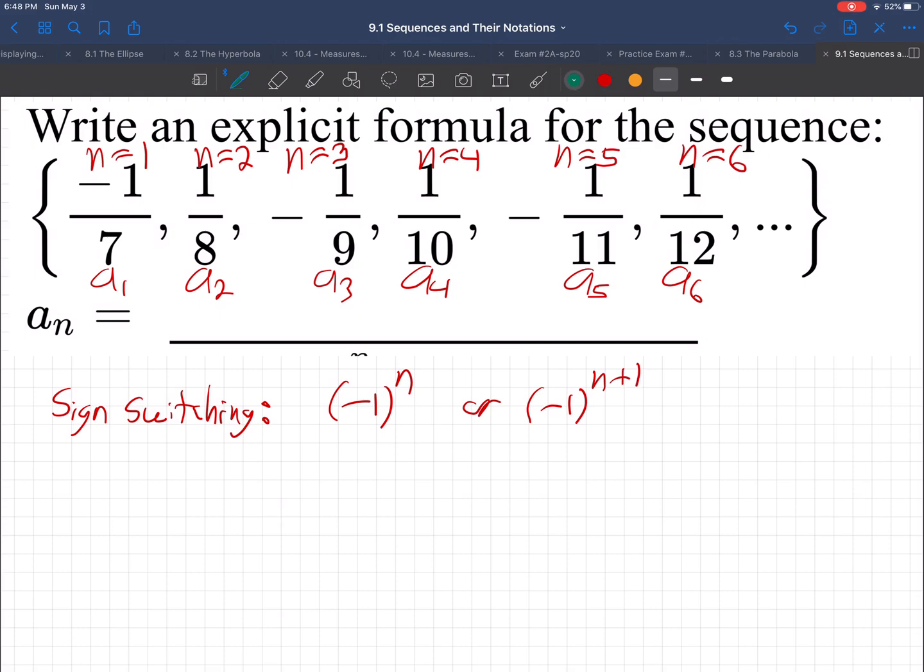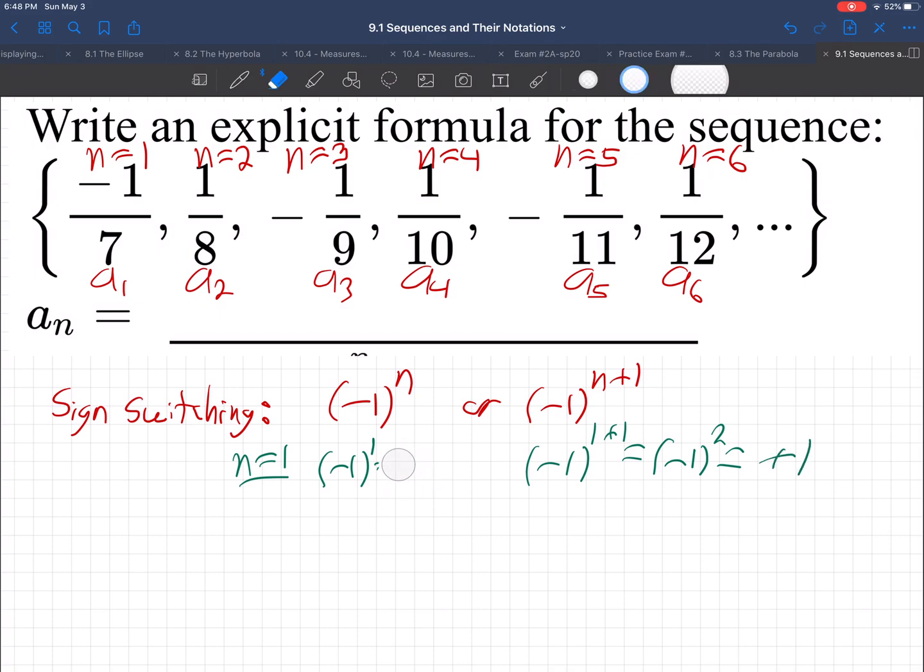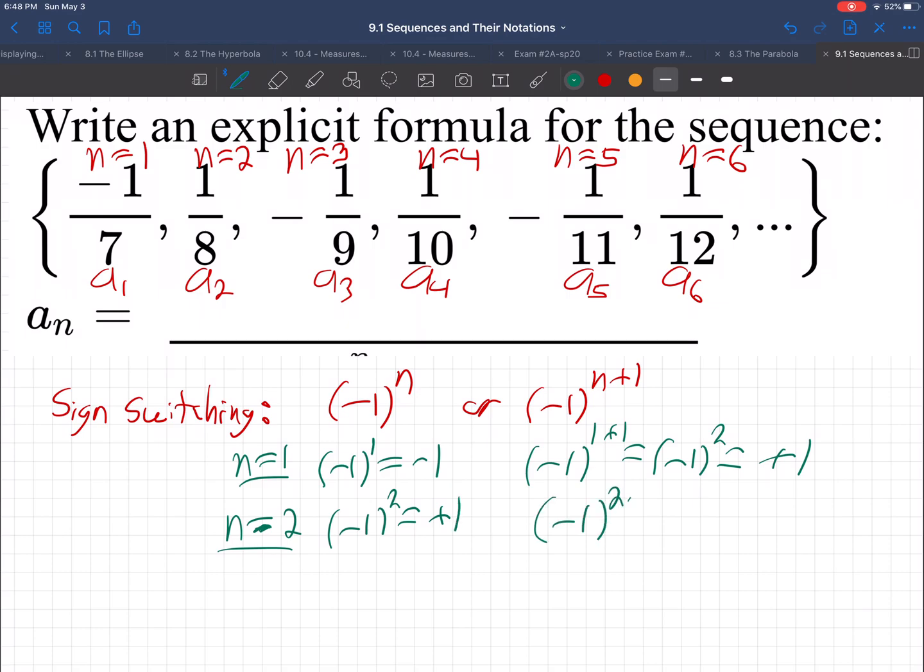Let me prove it to you. If you plug in 1 here, you're going to get minus 1 to the 1, which is just minus 1. If you plug in 1 here, you'll get minus 1 to the 1 plus 1, minus 1 squared, which is plus 1. See how this one on the left starts out negative, the one on the right positive. Let's go to n equals 2. If you plug in n equals 2, you get minus 1 squared, which is plus 1. If you do the other one, you plug in 2 to the n plus 1, you get minus 1 to the third, which is negative 1.